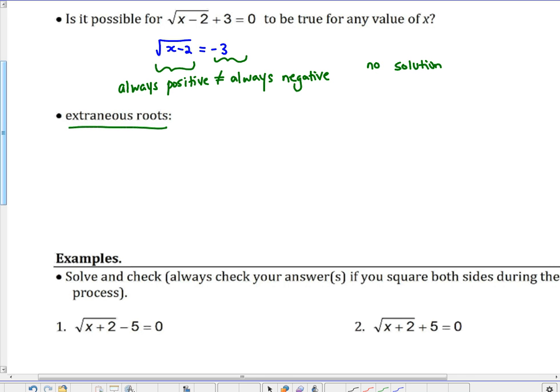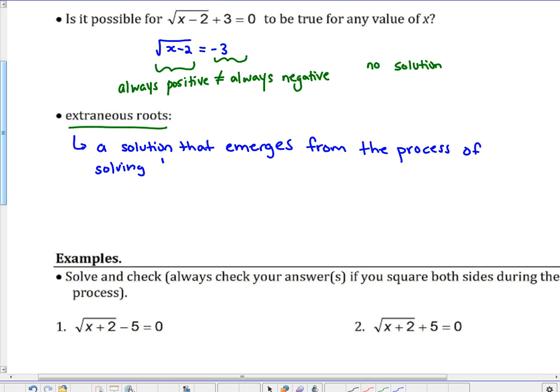So we're going to write this down. A solution that emerges from the process of solving the problem, but is not a valid solution.